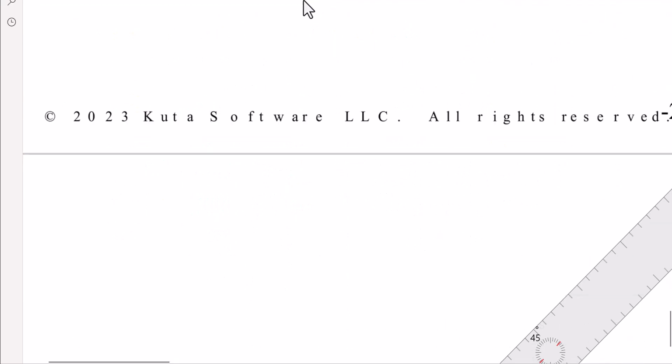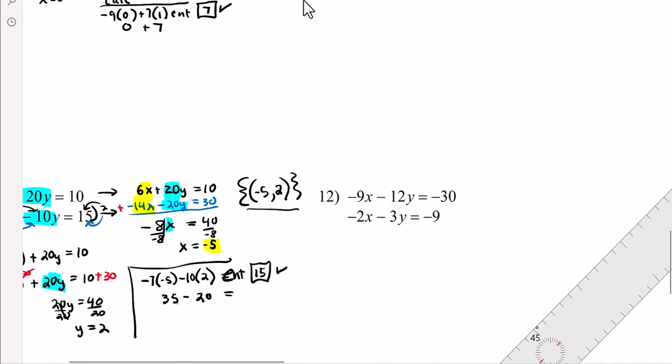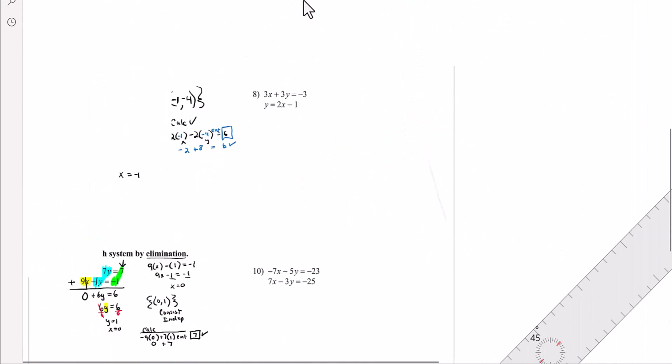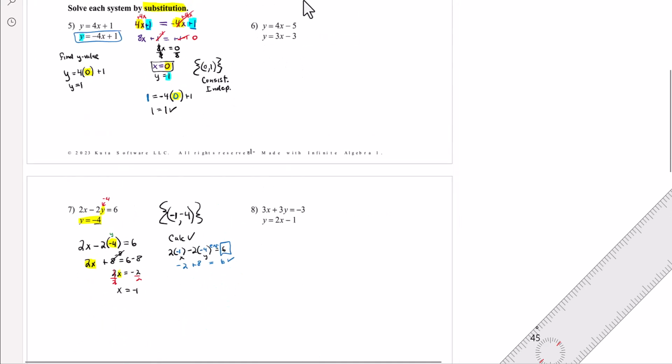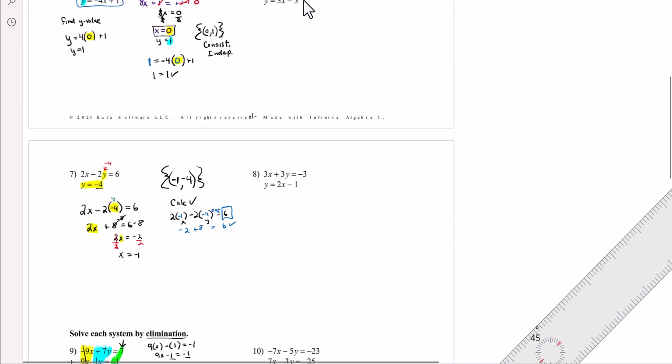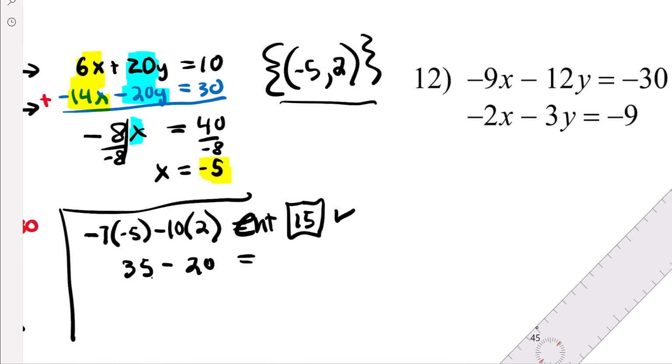Remember, you can pause while you're doing this. Okay, the only thing that I forgot to add, this is one solution. So this is consistent and independent. And then I didn't have a double check. So we have to check the other equation.